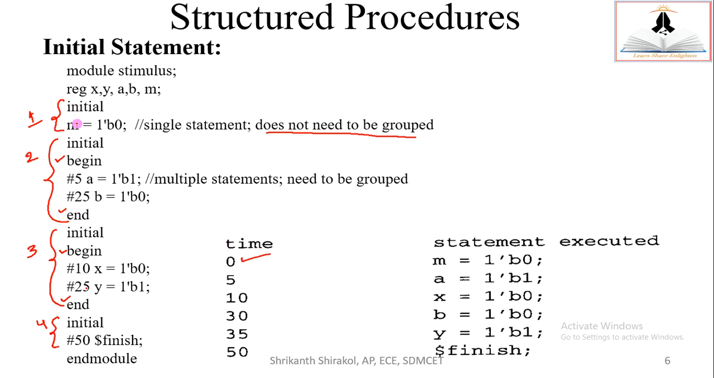The same thing has been told here. At 0, what is happening? Only M is getting the value. Nothing else is happening. And after that, which is soon? 5, 10, 5 is soon. After 5 time units, A is getting 1. After 5, what is next? 10. After 10 time units, 0 is assigned to X, without any delay.